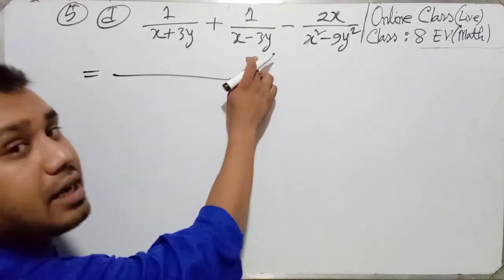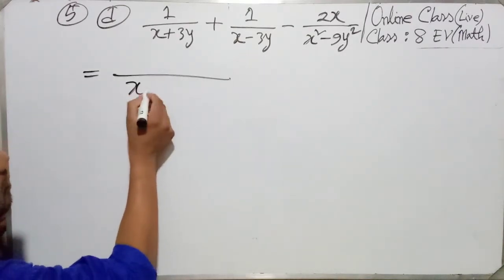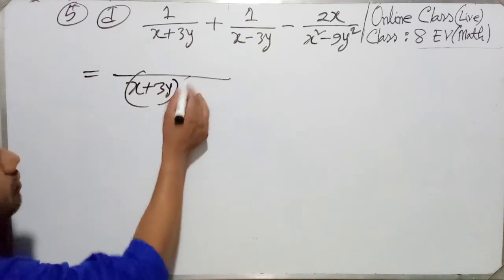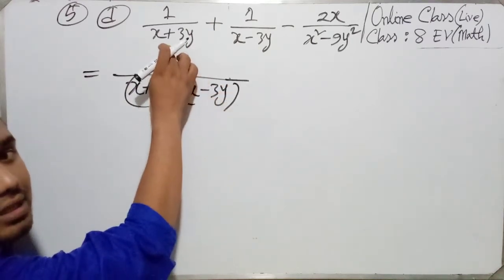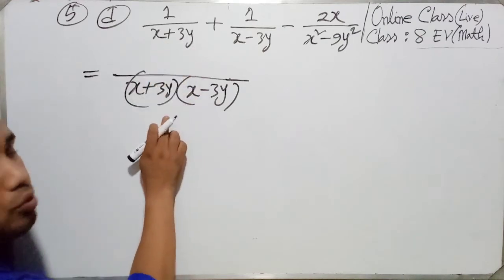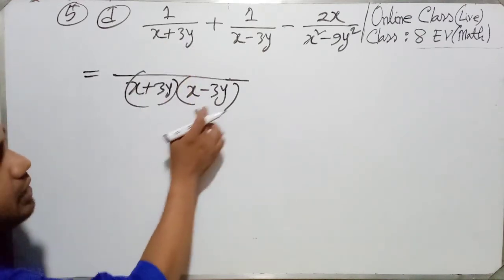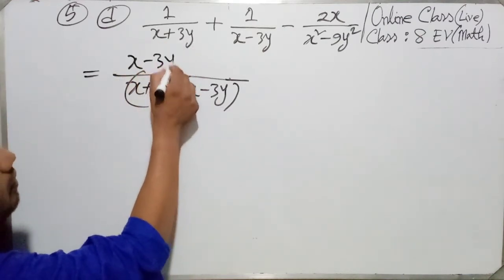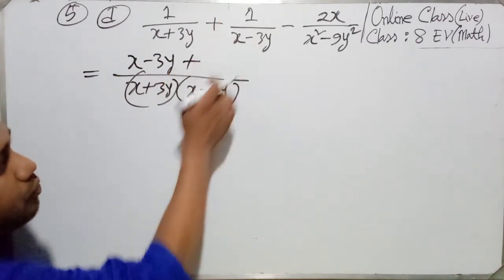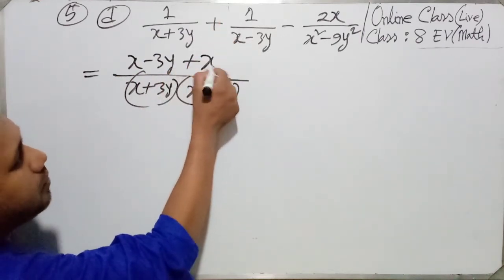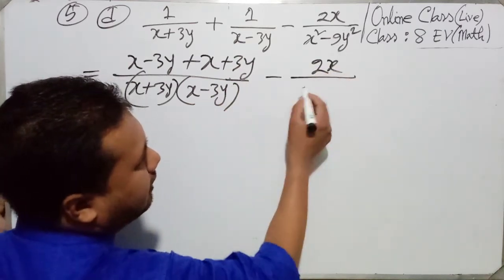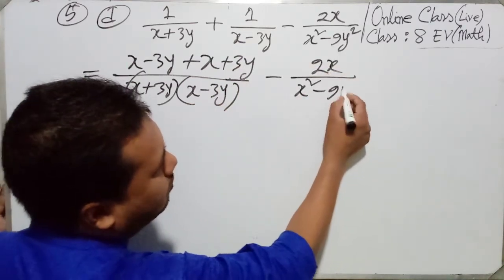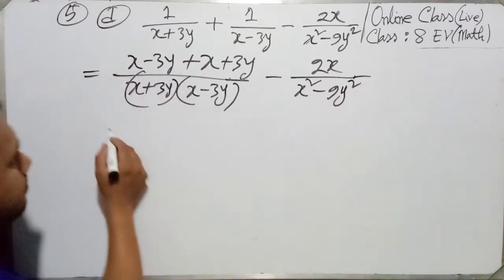Now x plus 3y and x minus 3y. So their LCM is (x plus 3y)(x minus 3y). Now we have to divide this LCM by the denominator. If we divide by x plus 3y, it is x minus 3y. Now plus sign. If we divide by x minus 3y, it will be x plus 3y. Now this we can write as a constant part, not necessary to correct.